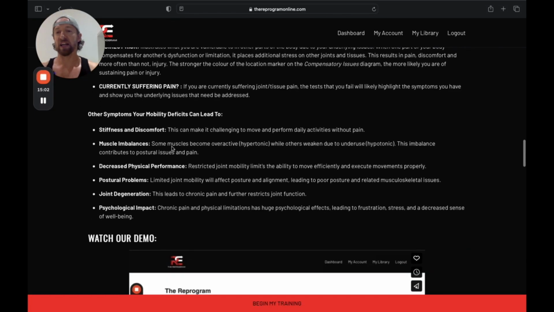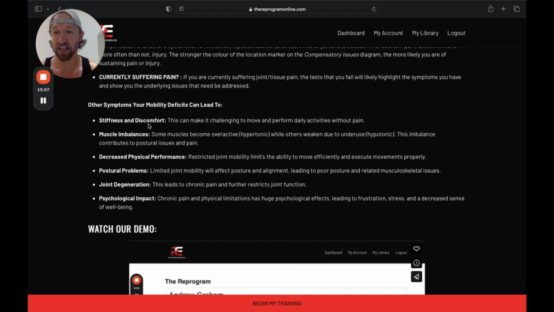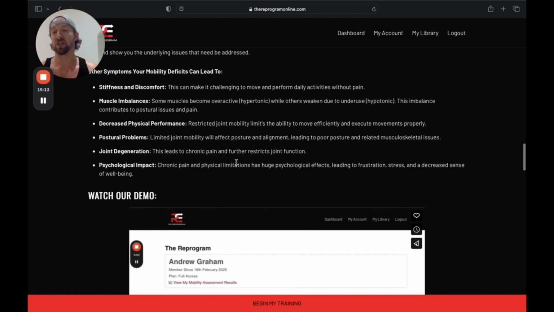All right, and then it kind of goes into what other symptoms your mobility deficits can lead to: stiffness, discomfort, muscle imbalances, decreased physical performance, postural problems, joint degeneration, psychological impact. Obviously, with limited movement, we can't exercise, we don't have access to the full plethora of exercises and movements we want to do, which obviously would play with our mental health as well.